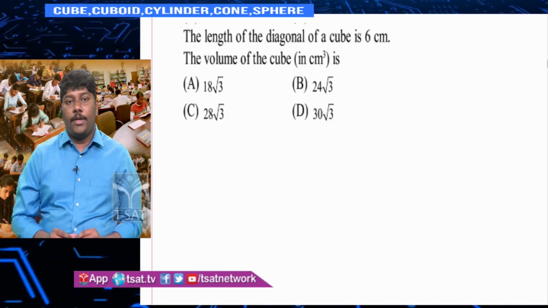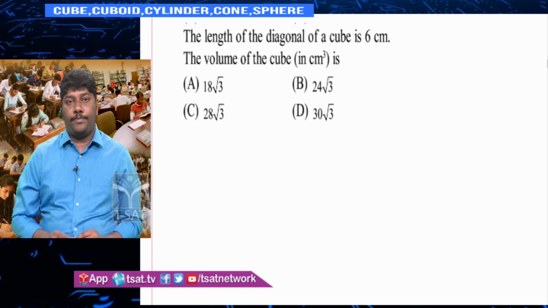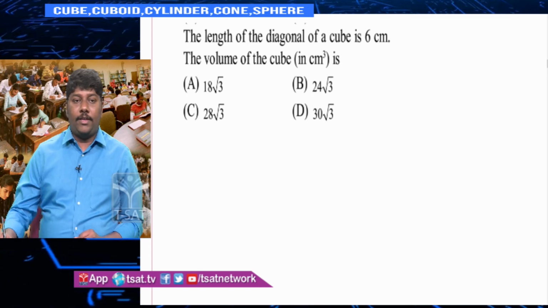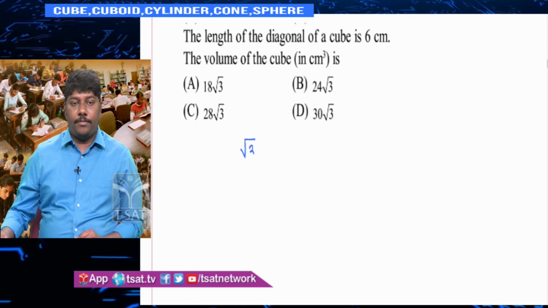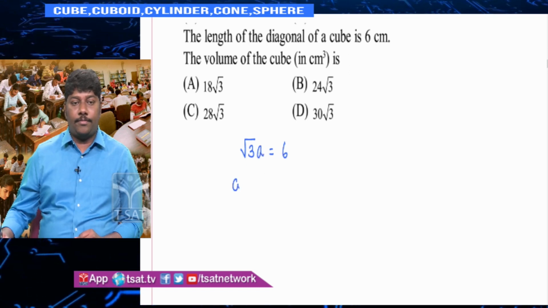Now look at here. The length of the diagonal of the cube is 6 centimeter, the volume of the cube. So diagonal root 3a is equal to 6. Cube on both sides.